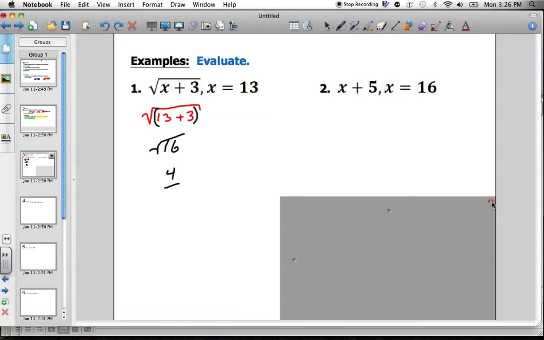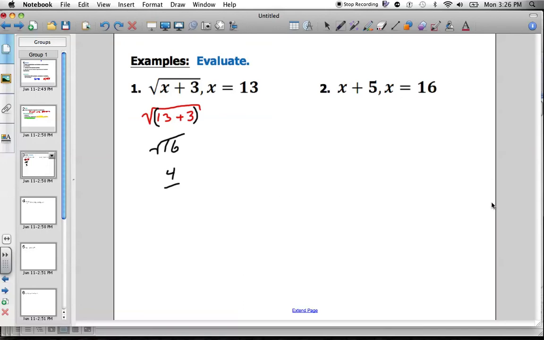We have here x plus 5, where the x value is 16. So again, what you want to do here is replace your variable. We only have one variable, it's x. We're going to write 16 there because that's what x is, and then add 5. 16 and 5, 21.